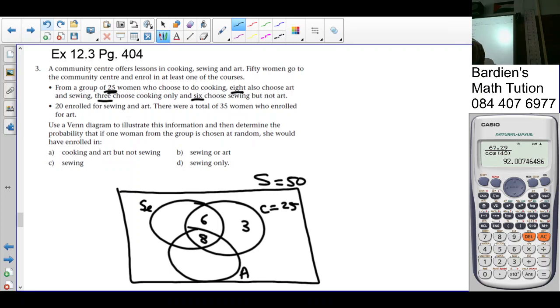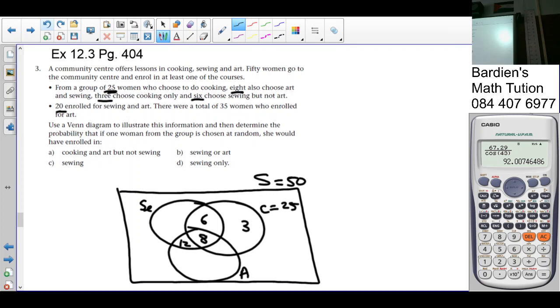20 enrolled for sewing and art. So you're going to look for sewing and art, which is here. There's a 20 that chose sewing and art, and 8 of them are already accounted for. Can you see that? So how many goes here? 12. Okay. You all understand?